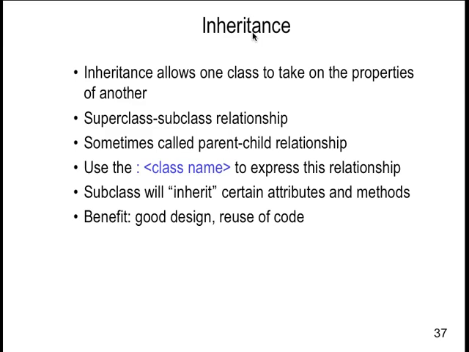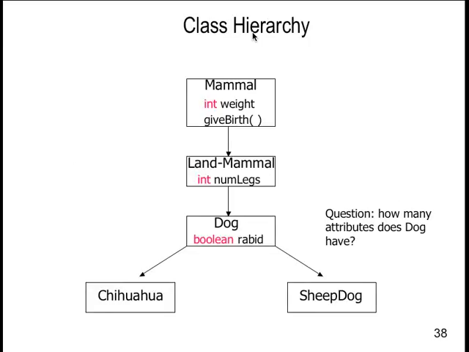Let's talk about inheritance. It allows us to take one class and make another one from it without having to reinvent the wheel. So we automatically get everything the previous class had. We're talking about subclasses and superclasses in this model, sometimes called a parent-child relationship. And we use the class name to express this relationship, and we'll see that in a few minutes. So the subclass will inherit certain attributes and methods. Benefits: good design, reuse of code.